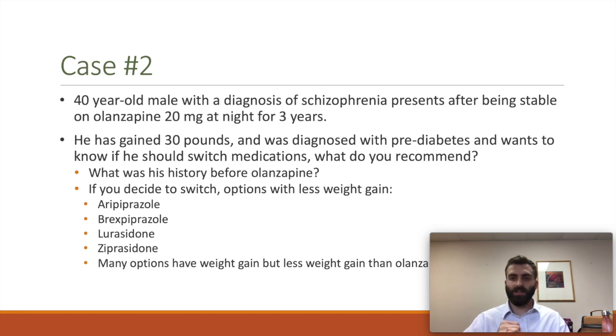But say in this case the patient has only tried antipsychotic-wise olanzapine, you might be more inclined to switch. And there's lots of options that have less weight gain than olanzapine. So aripiprazole, brexpiprazole, lorazepam, ziprasidone, minimal weight gain there. And then many options have less weight gain but still have some weight gain, like risperidone. So you have a lot of options. So the major point of this case was really dive into the history and see, don't jump to switch right away, was the major point.